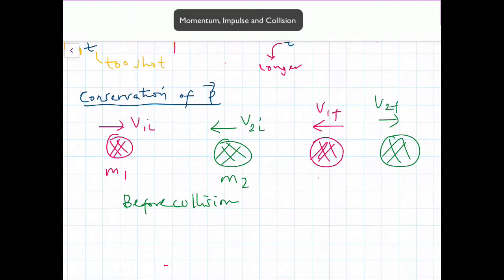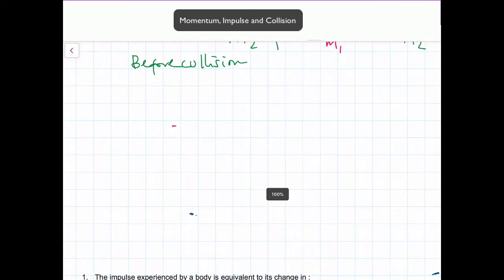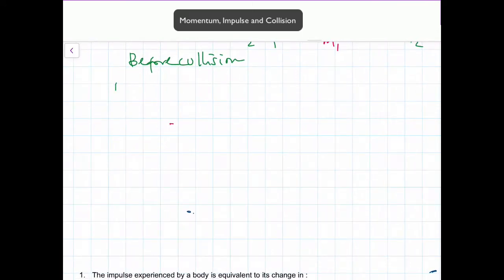According to the definition of conservation of momentum, the total momentum of a system is always conserved, even before and after a collision. So the definition is that the total momentum of a system is conserved.